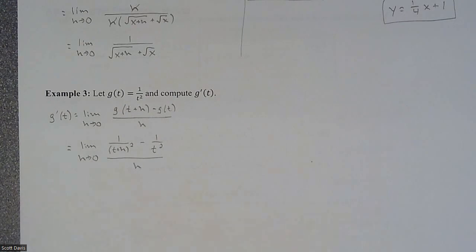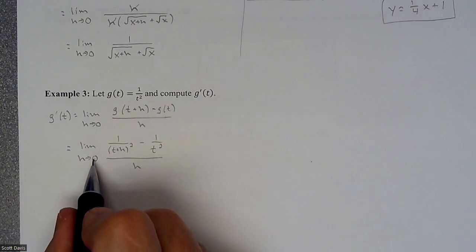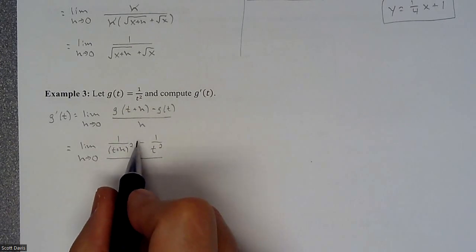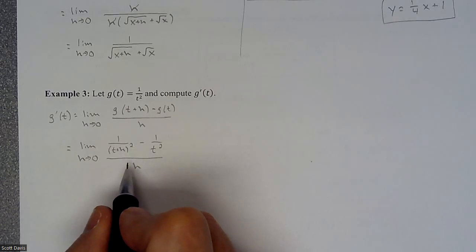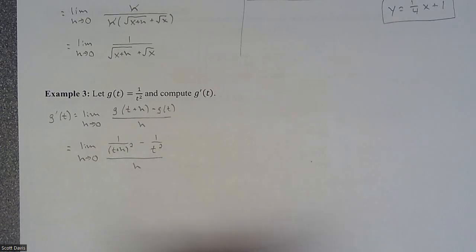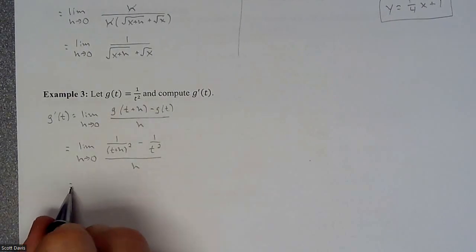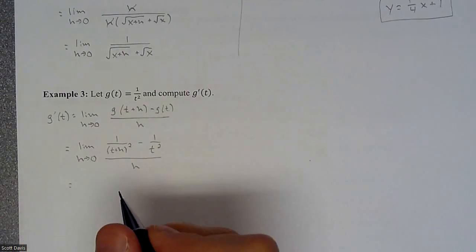Step two is, now we need to manipulate this, because if I plug 0 in for h, I would get a 0 over 0, which implies that the limit exists, but I can't do anything with the 0 over 0. So we got to finagle. So let's mess with this equation a little bit.